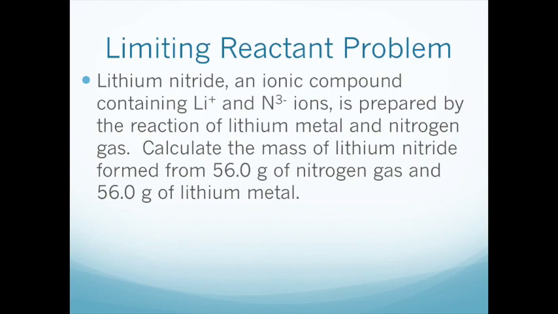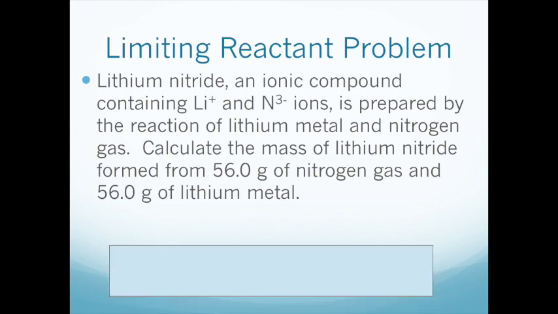So here's an example. Lithium nitride, which is an ionic compound which contains lithium plus ions and nitrogen 3 minus ions, or nitride ions, is prepared by reacting lithium metal with nitrogen gas. So if you have 56 grams of nitrogen gas and 56 grams of lithium metal, what is the maximum amount of lithium nitride that you can make with this collection of reactants?